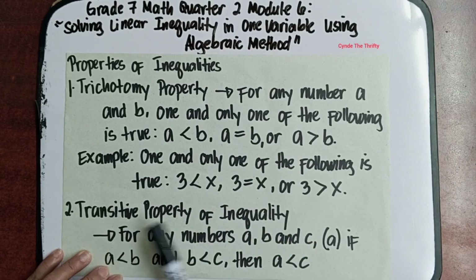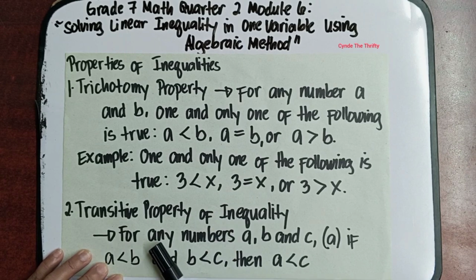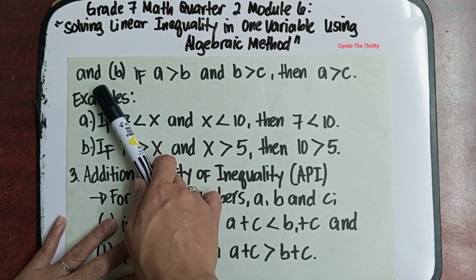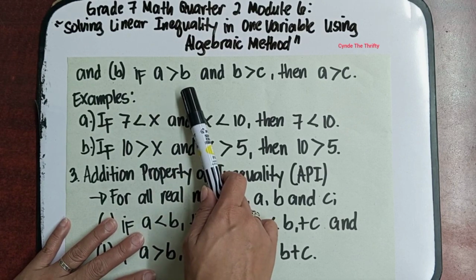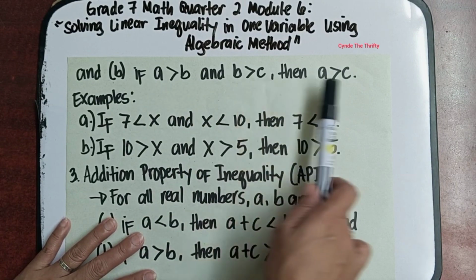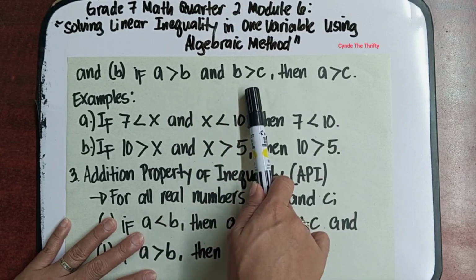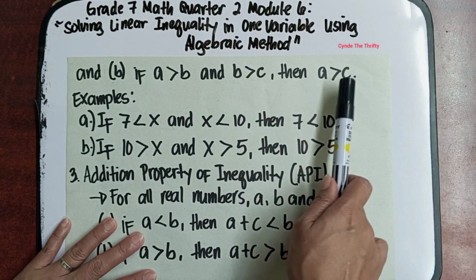Second property is transitive property of inequality. For any real numbers A, B, and C, if A is less than B and B is less than C, then A is less than C. Kapag si A is maliit kaysa kay B at si B is mas maliit kaysa kay C, then si A is maliit kaysa kay C. At ang pangalawang case ng transitive property is if A is greater than B and B is greater than C, then A is greater than C. So kung si A is mas malaki kaysa kay B at si B is mas malaki kaysa kay C, so of course si A mas malaki kay C.